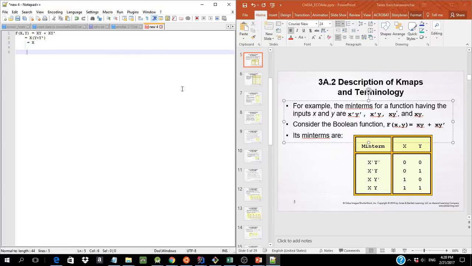But this one is a minterm. So whenever you have a prime, we're going to have it as 0 as input, because it's false. So x prime y prime means 0 and 0. x prime y is 0, 1. xy prime is 1, 0. And xy is 1, 1. Now let's look at the K-map.